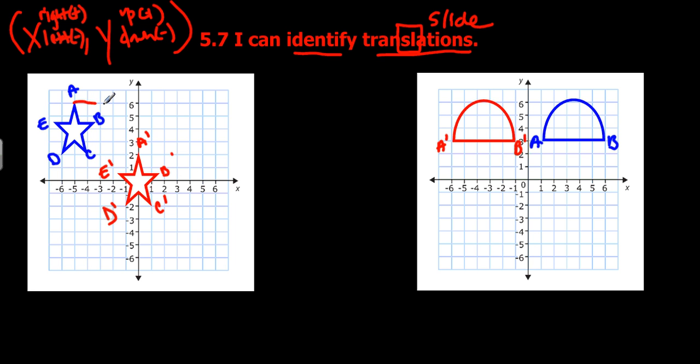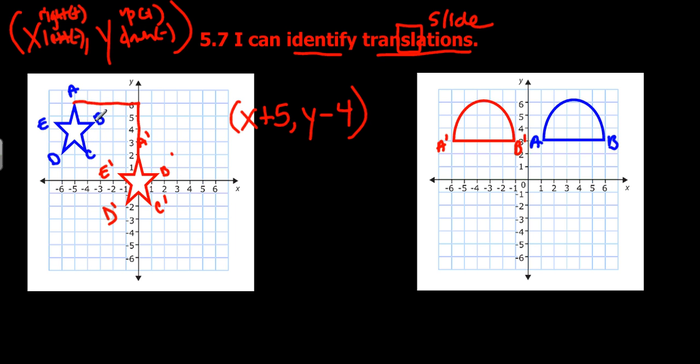1, 2, 3, 4, 5. So I would think that I took my X coordinate and I added 5 because I moved to the right, which is a positive thing, 5 spots. If I think about how I went down, I went 1, 2, 3, 4 down. So I took my Y coordinate and I subtracted 4. This is describing the translation using coordinates.